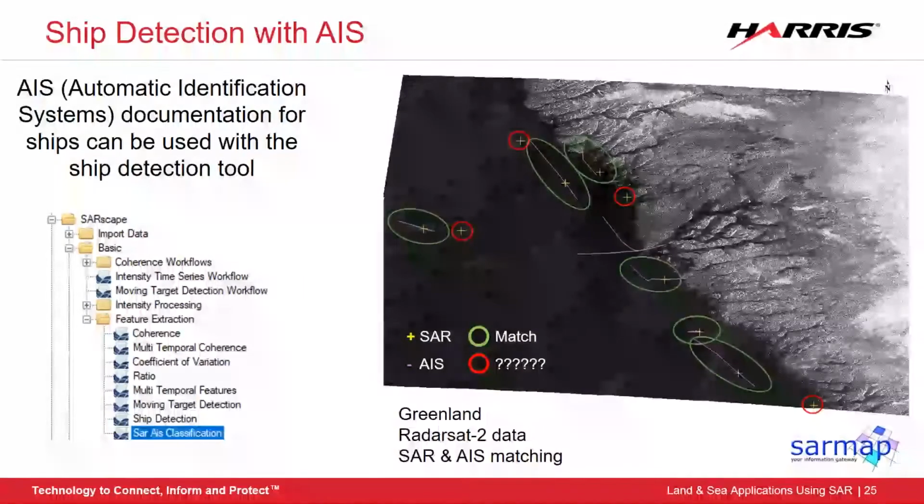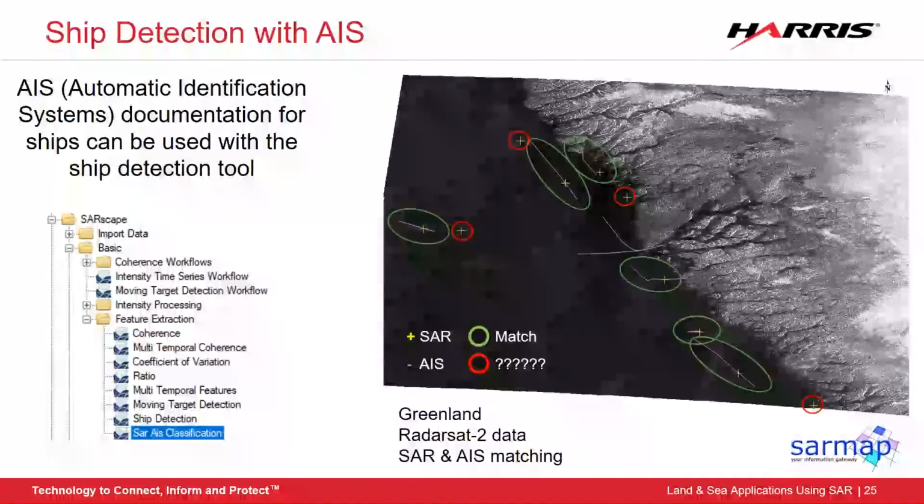The combination of SAR ship detection and AIS tracking through the SAR AIS classification tool can identify which ships were identified in both the SAR scene and the AIS data, and which ships were detected in the SAR scene but not the AIS data, indicating these potentially unsavory activities that you may want to look for.